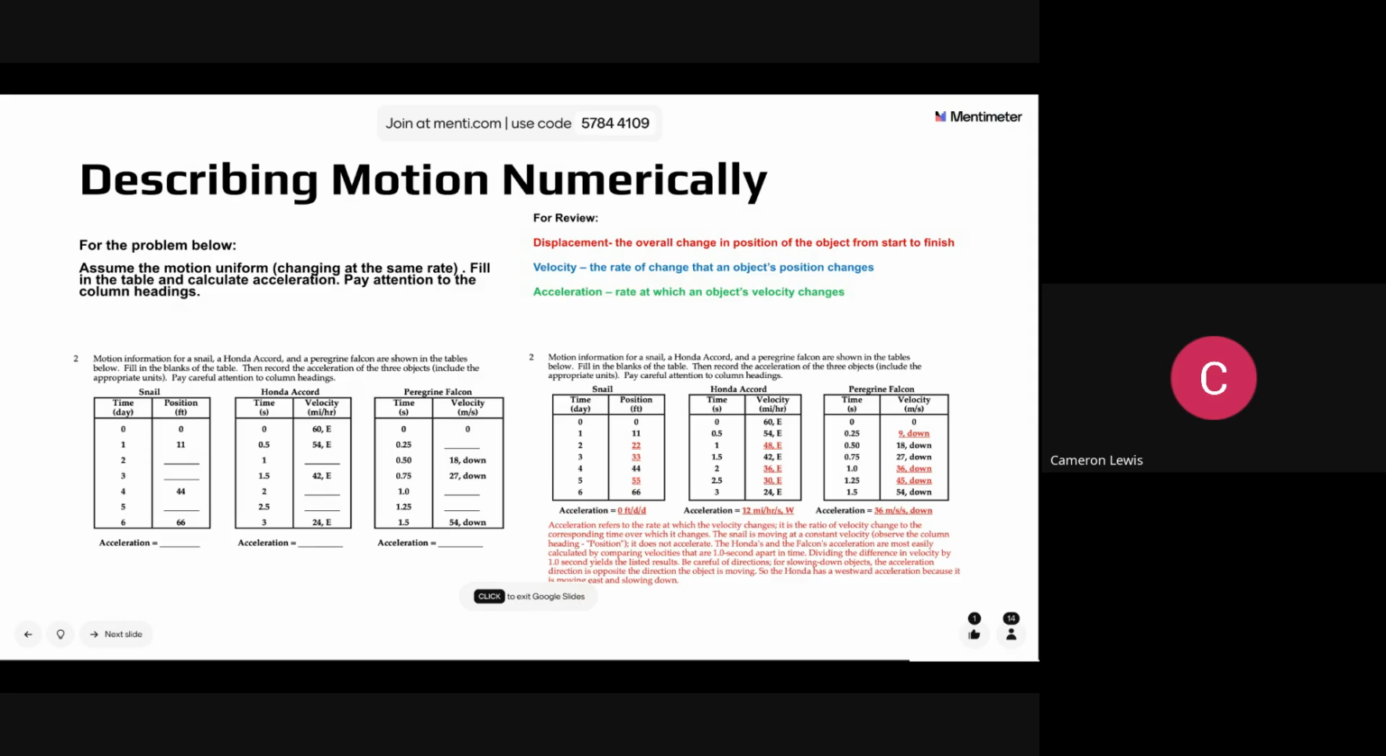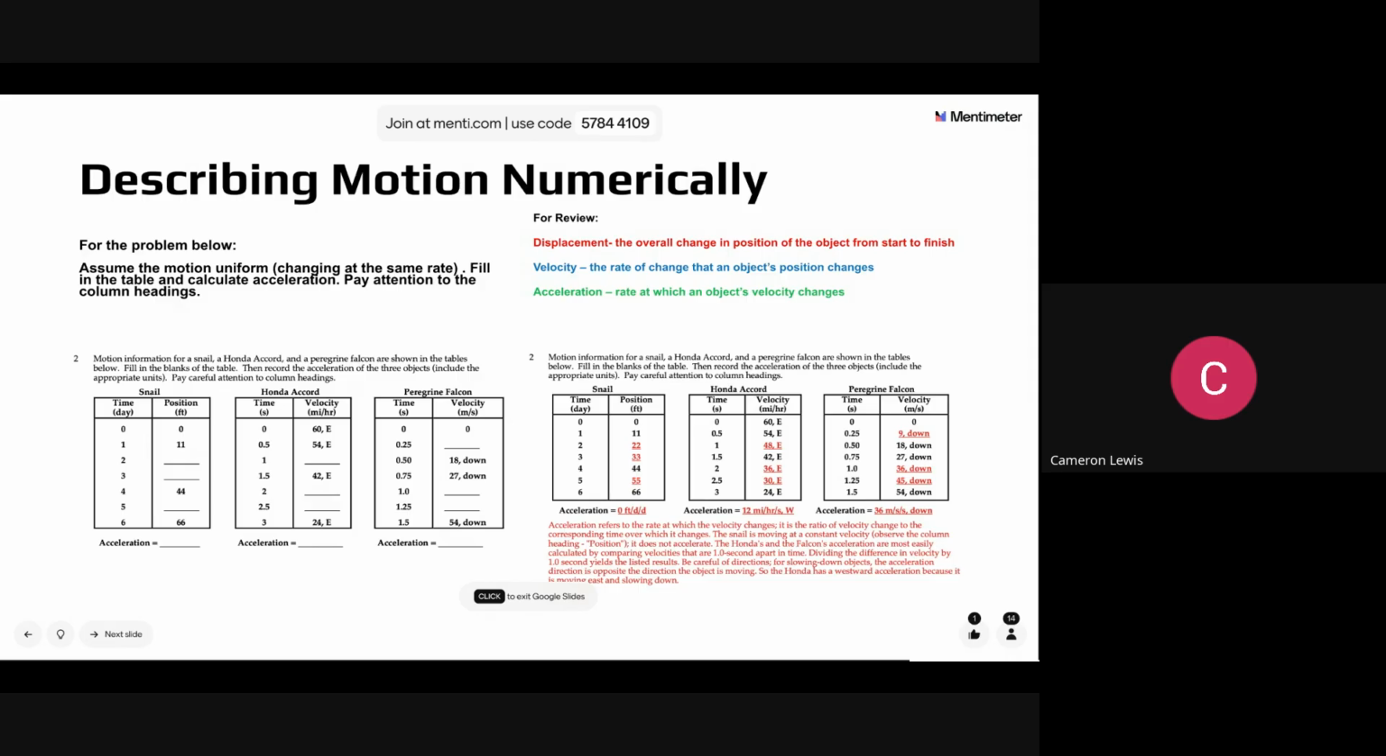So when we look at the first one, the first thing to pay attention to is the numbers. They're giving you the time and position. So we think about it, we need to find out if the velocity is changing over time. So we have the position, so how is the position related to the velocity? The velocity, as we see right above it, is the rate of change of an object's position changes, right? So how is the object's position changing?